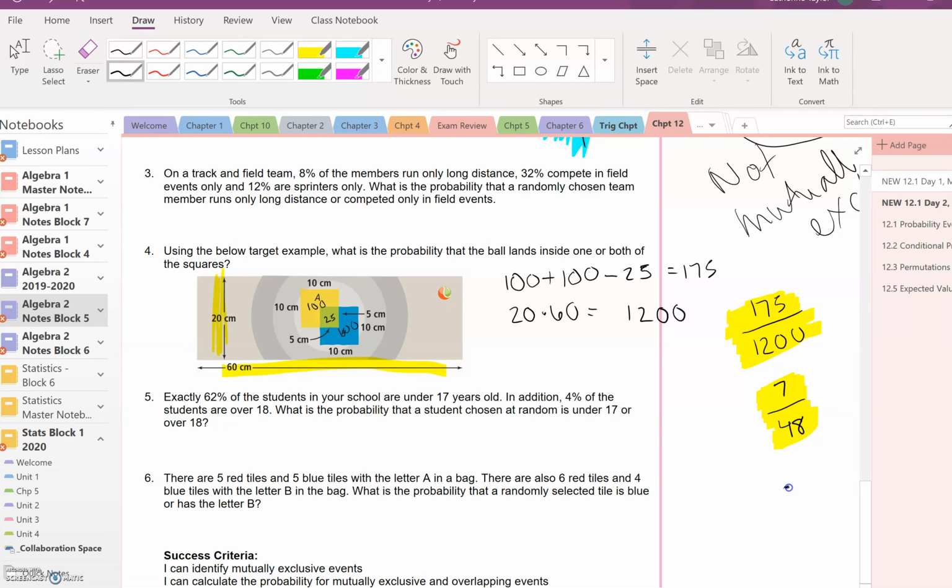If you write it as a decimal, that's 0.1458. I believe and I'm looking for a decimal on the Desmos activity. Hopefully that helps. If not, reach out to me and we can do a live Zoom.